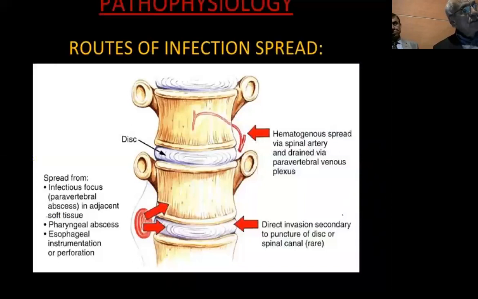TB spine is usually, not all the time, affecting the disc and the neighboring vertebra. So when you see destruction of the disc and the surrounding vertebra above and vertebra below, it's TB unless otherwise proved.